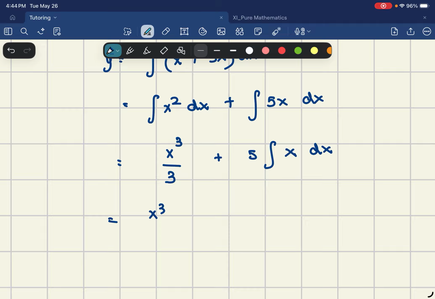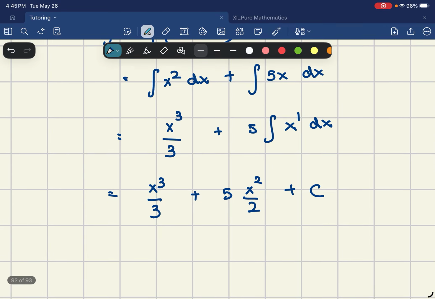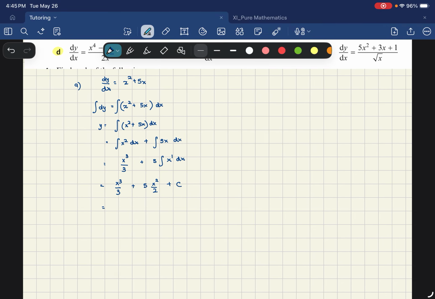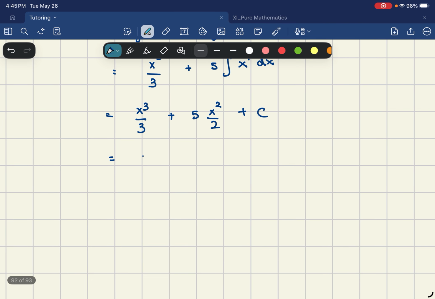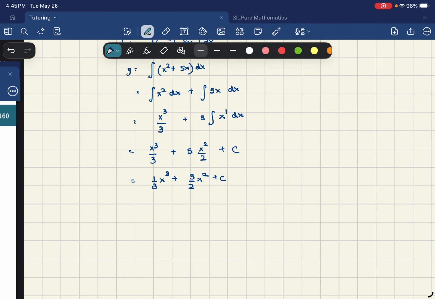And x cubed over 3 plus 5 times x, this is x to the power 1. 1 plus 1 is 2, divided by 2, plus c. So always remember, if it's an indefinite integral, if there are no numbers here, you always want to add plus c at the end. So that is something to keep in mind. So your final answer is going to be 1 over 3 x cubed plus 5 over 2 x squared plus c. That is your solution to question 3a.